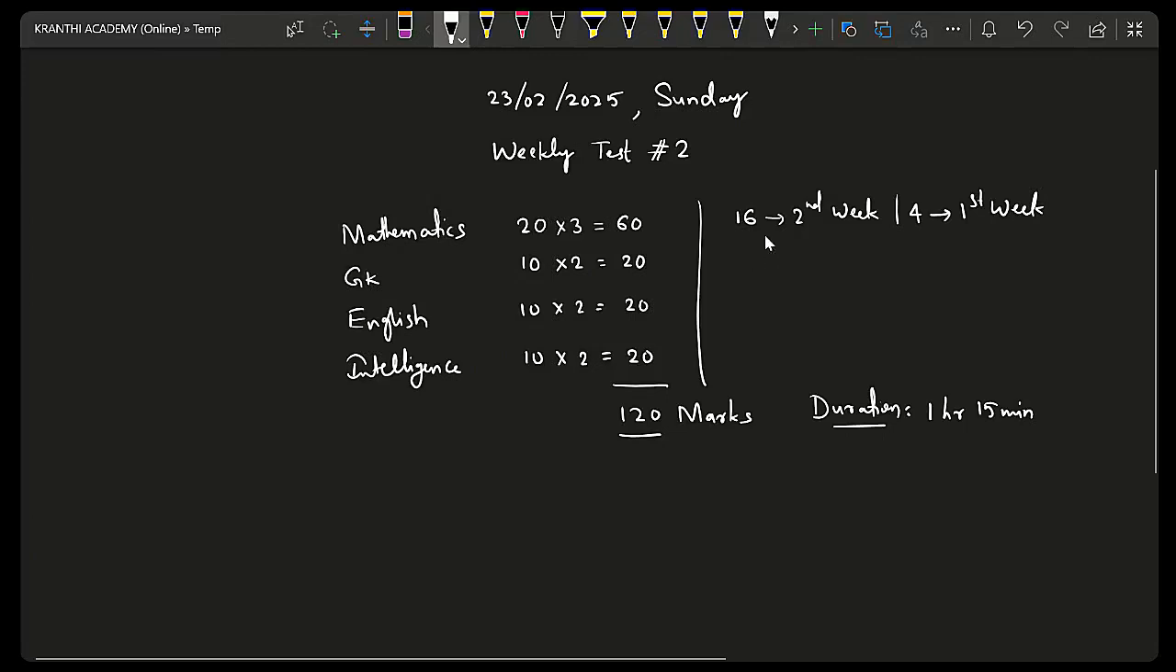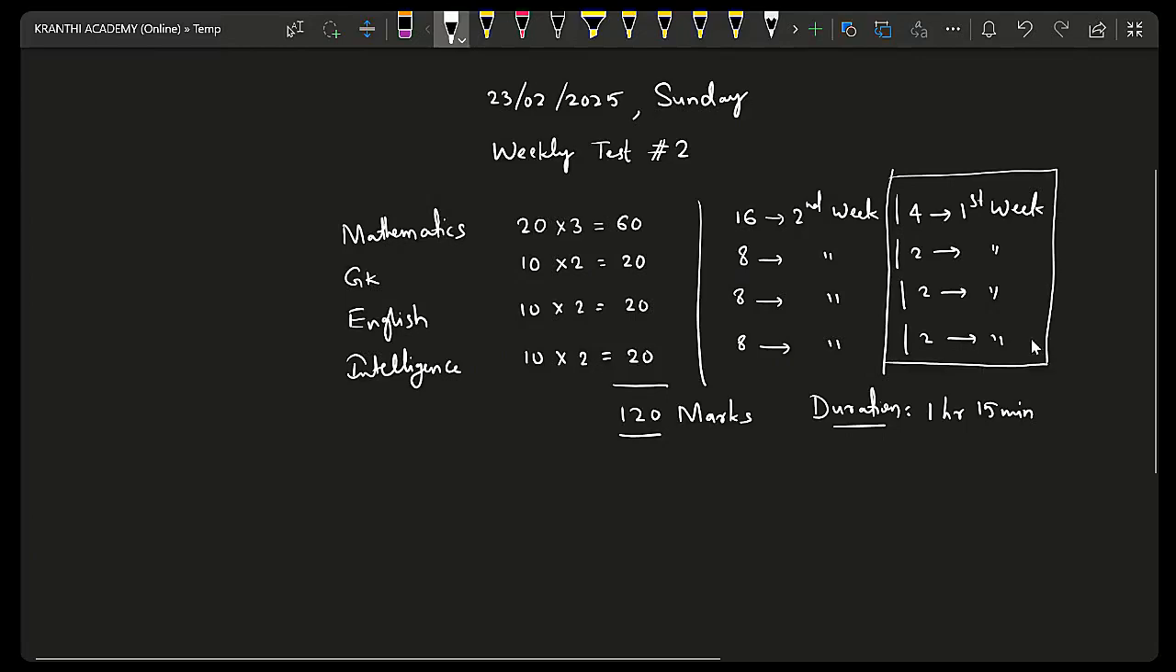And similarly this one also: 8 questions are from second week and 2 questions are from first week. That means first week also whatever syllabus we have completed, from that also you are going to get questions. But more questions are going to come from second week.